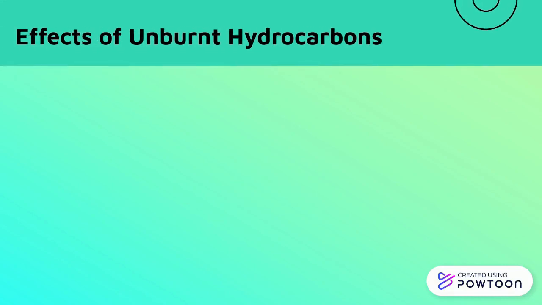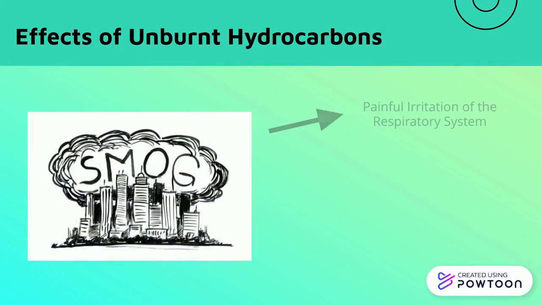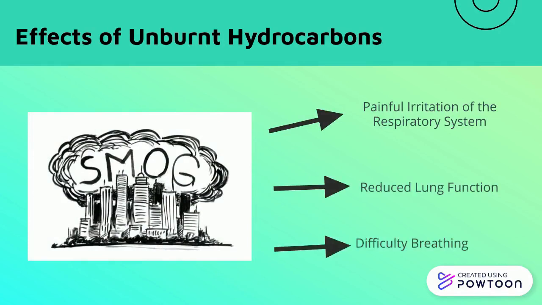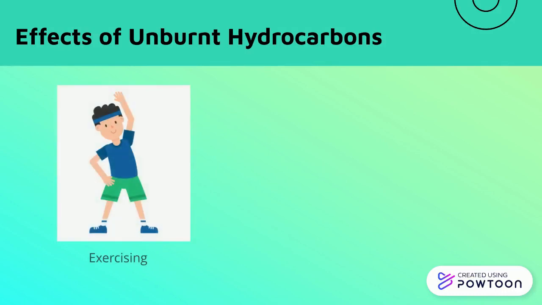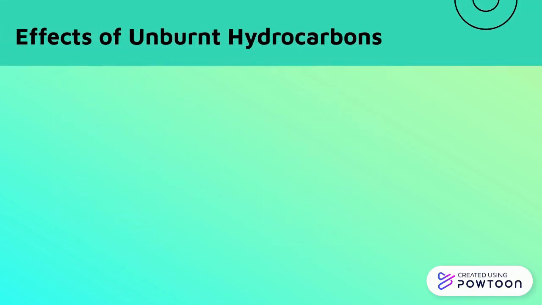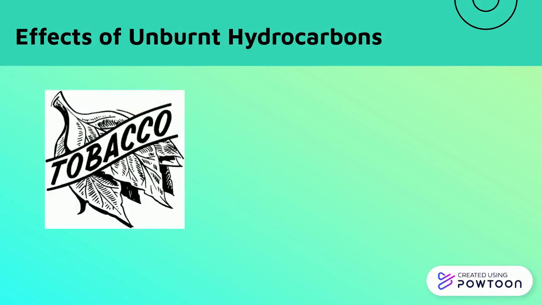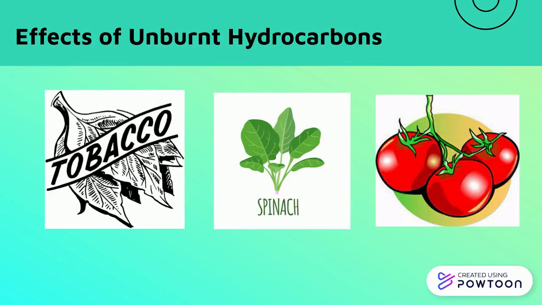This leads to the formation of smog, which causes painful irritation of the respiratory system, reduced lung function, and difficulty breathing. This is more evident while exercising or working outdoors. Not only that, some plants such as tobacco, tomato, and spinach are highly responsive to ozone, so photochemical smog can decimate these sensitive crops, trees, and other vegetation.